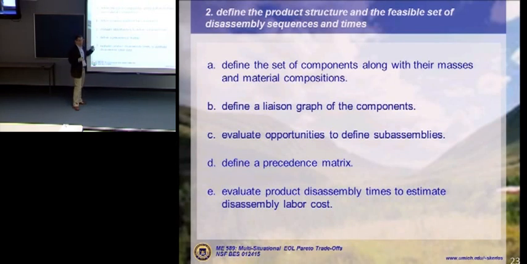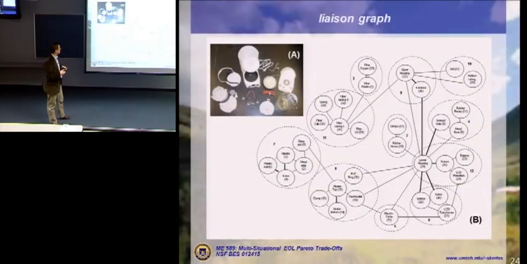From there, if you had a sequence in mind, then you're able to calculate the total time and total cost. Okay. So this is a liaison graph. Basically, you're looking at sub-assemblies. We're numbering them 1 through 12. And there's about 35 parts when you take it all apart. So we give them numbers and we give them sub-assemblies here.